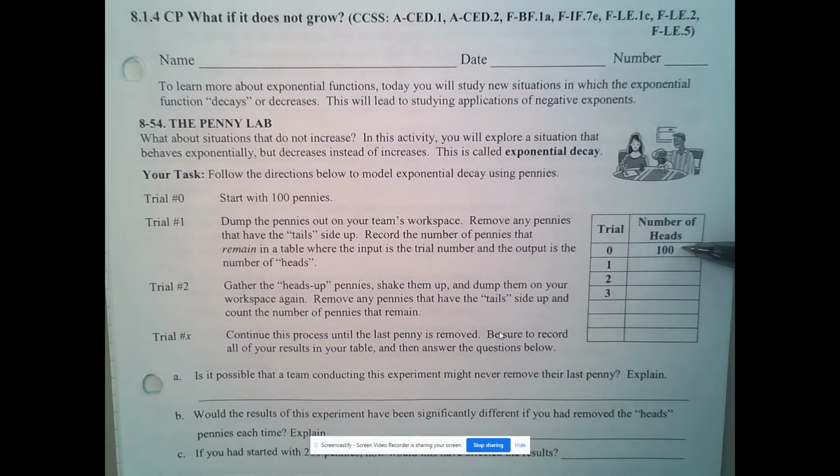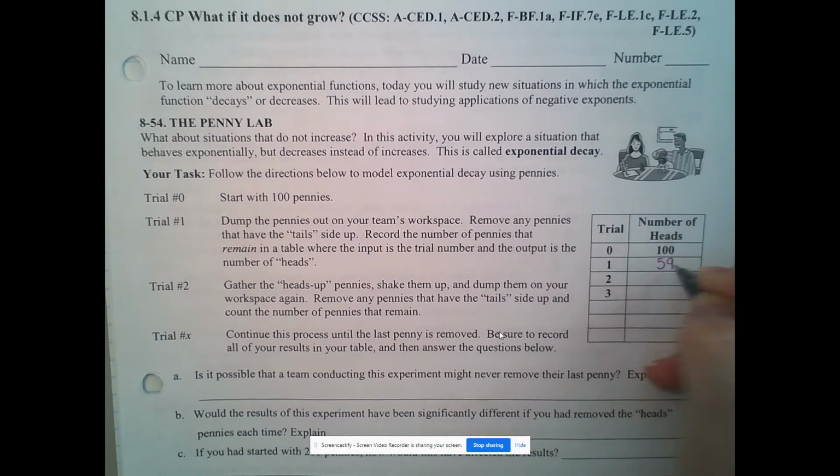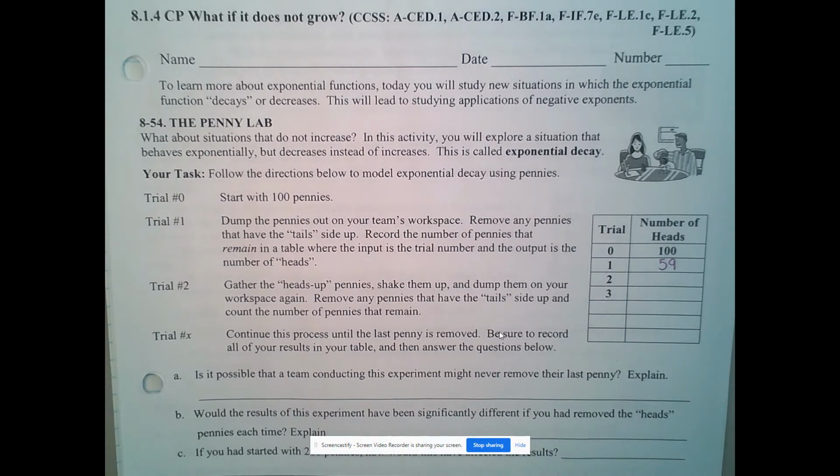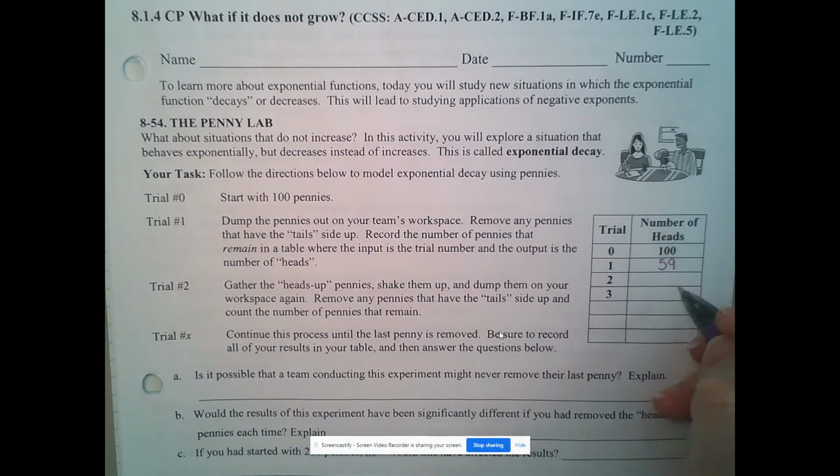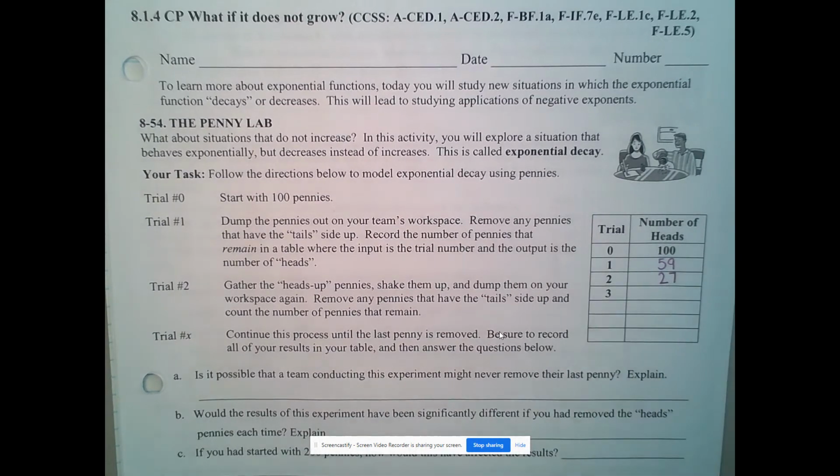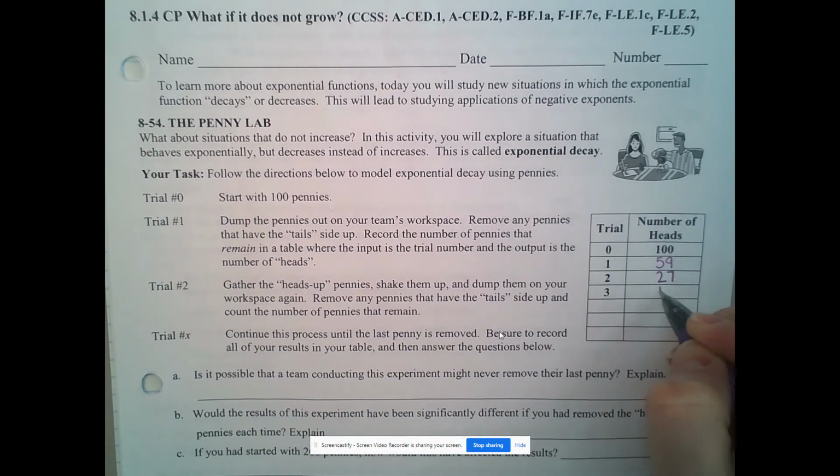After we dump the pennies out, we've performed 1 trial, we count the pennies and say that there are still 59 heads up. Now, I actually did this trial myself. That's where these numbers are coming from. Then you pick up all of those 59 heads up pennies, or however many you have, shake them and dump them onto the table again. Remove any pennies that are tails. The second time I had 27 that were still heads up. Then you take those 27 heads up pennies, put them back in the cup, and dump them out. In the third trial, I had 11 that were still heads up.